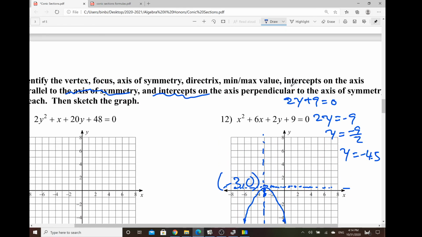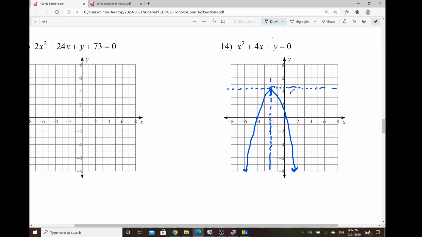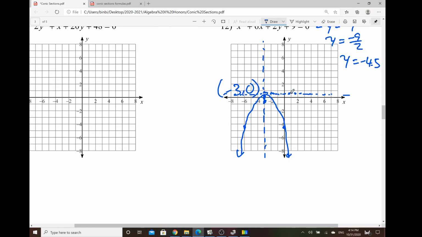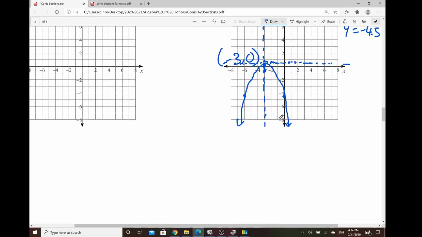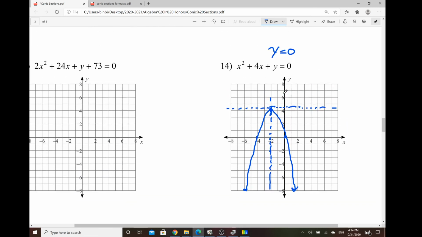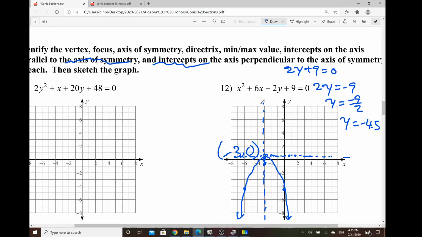Vertex, focus, axis of symmetry, directrix, min, max value, and intercepts. So again, if that's an upside down parabola, we can find the max. So the max, for the previous one, is what? The vertex. And for this one, the y value for the vertex right here, that will be y equals 4. And for the previous one, the max would be 0, just the y value.